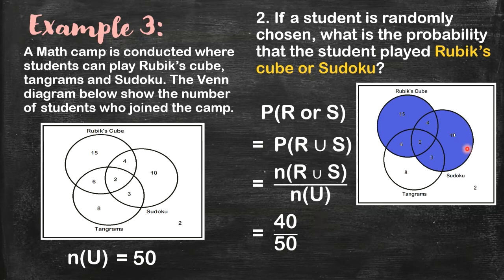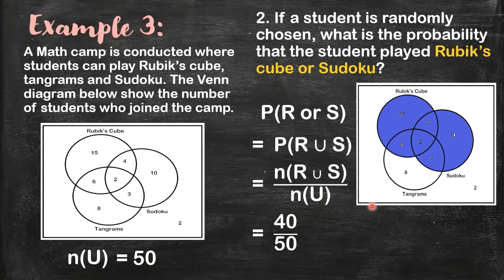So, these are the only two circles involved. Okay? So, that's it. What I want you to take note of here is, don't stop at 40 over 50. Again, how do we get 40? Of course, you add all the numbers in this shaded portion.